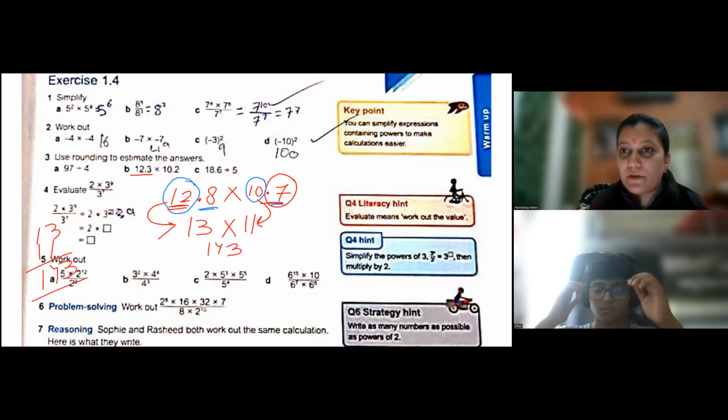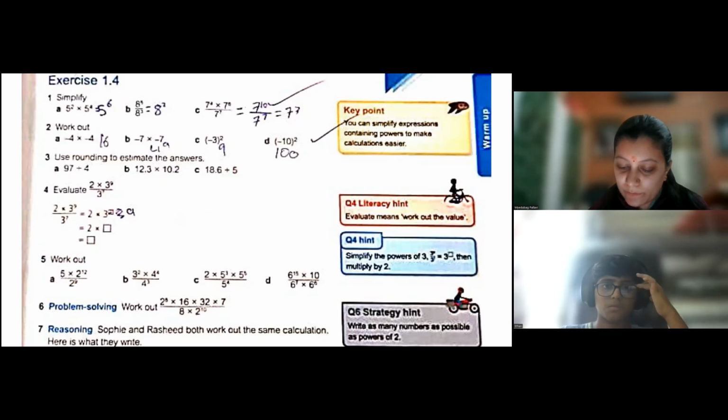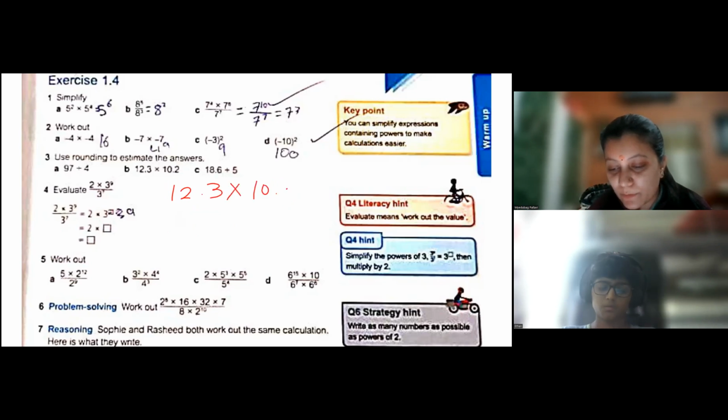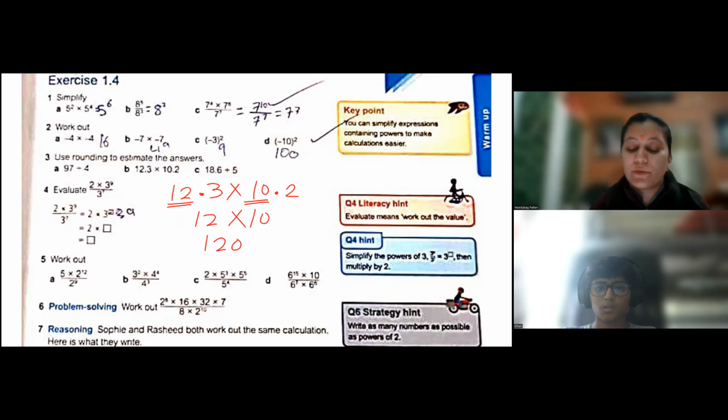All right. So now let's check it. What were we getting for this? It was 12.3 multiplied by 10.2. So what did I tell you? If the digit after the point is lesser than 5, we can just neglect it. This number will remain as it is. There will be no change in this number. So we'll just get 12 multiplied by 10. The answer will be 120.